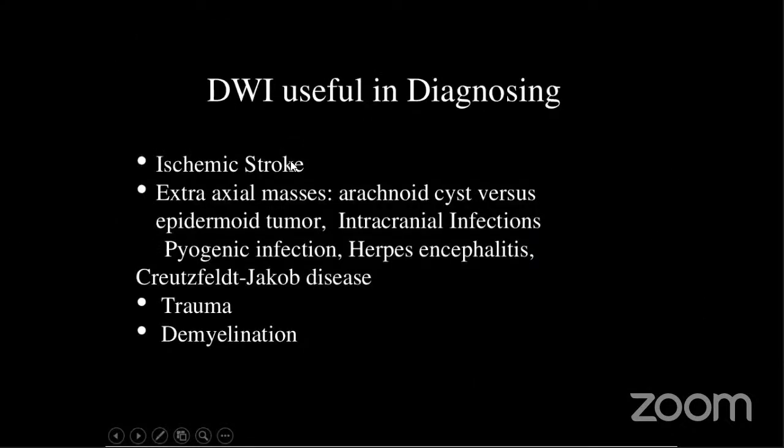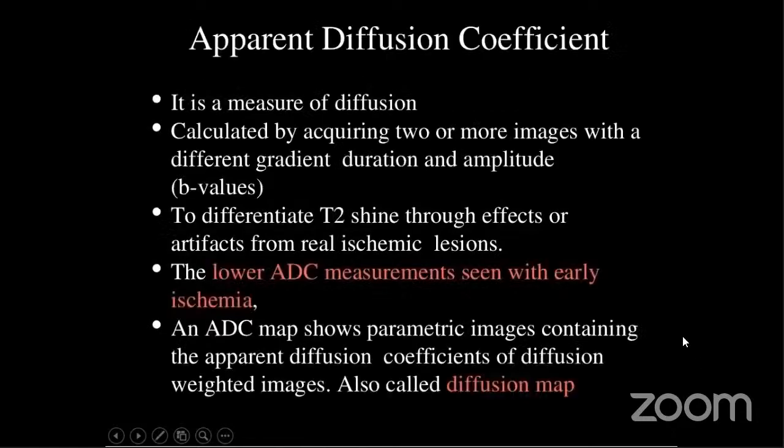What are the other areas where it comes into importance? Diffusion helps differentiate lesions like arachnoid cyst and epidermoid cyst. That is important because in epidermoid cyst you have diffusion restriction, whereas in arachnoid cyst you do not see any diffusion restriction. And in intracranial infections, pyogenic infections, encephalitis, all these areas you have diffusion restriction. Okay, Creutzfeldt-Jakob disease, trauma, and demyelination.